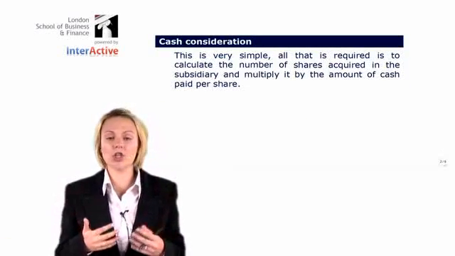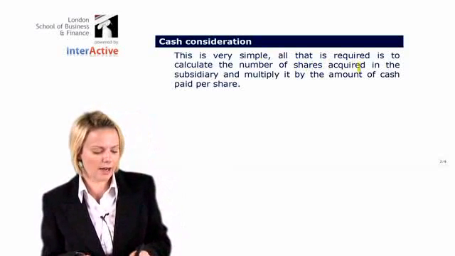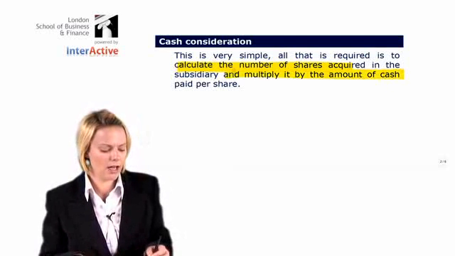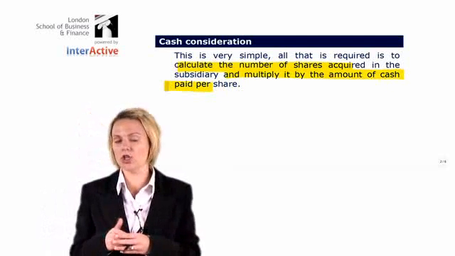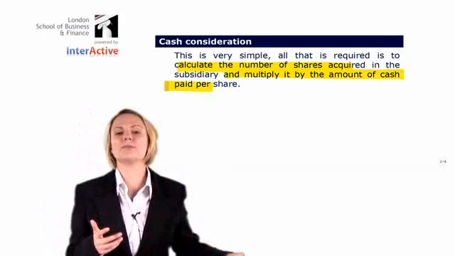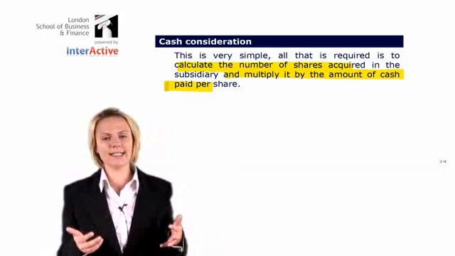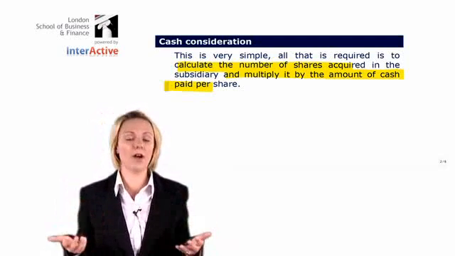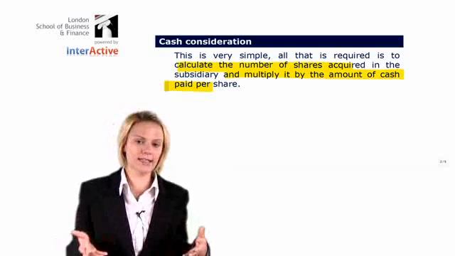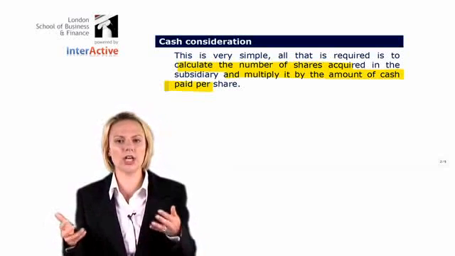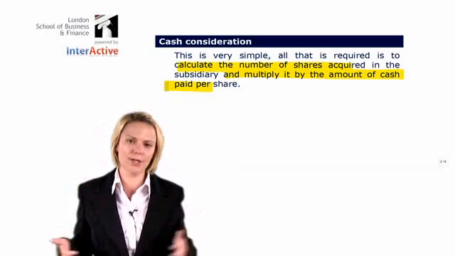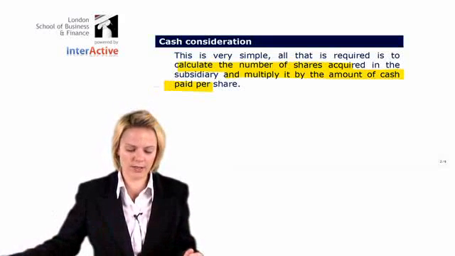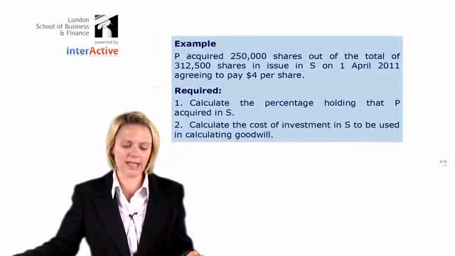Now with cash consideration, all that we need to do is calculate the number of shares acquired in the subsidiary and multiply it by the amount of cash we're going to pay per share. So we could say to the subsidiary, we're going to buy 60,000 out of your 100,000 ordinary shares and we're going to pay $5 per share. Okay? 60,000 shares multiplied by $5 a share, that's going to give you the cost of the investment to buy 60,000 shares. So, let's have a look at how we could see this being tested and have a look at an example.